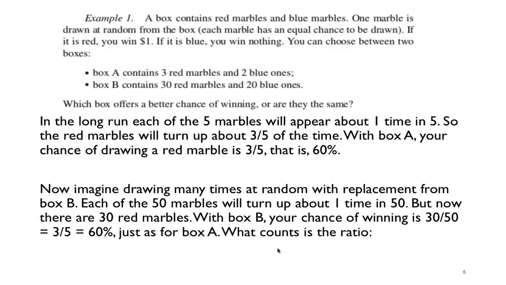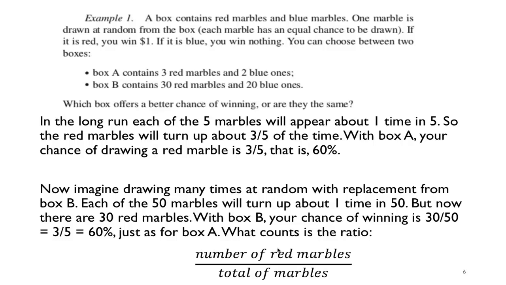Now in box B, even though you have a lot more marbles, it's the same, because now you have 50 marbles, and the chance of getting red is now 30 out of 50, which is also 60%. So what matters here is that ratio, the number of red marbles divided by the total number of marbles, and so both of them have the same chance of happening.